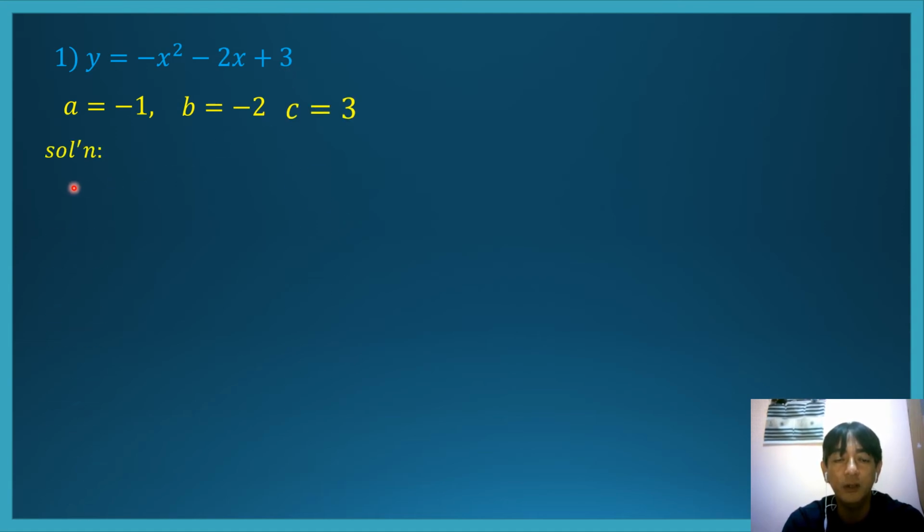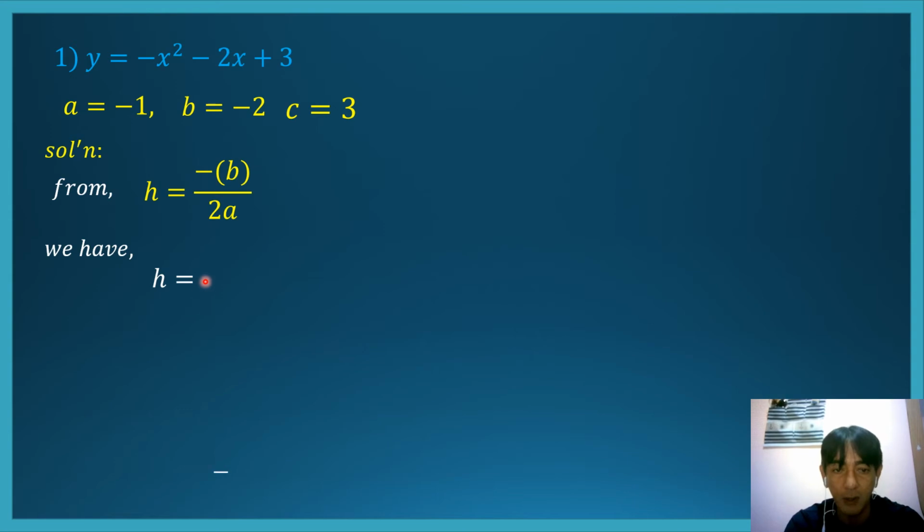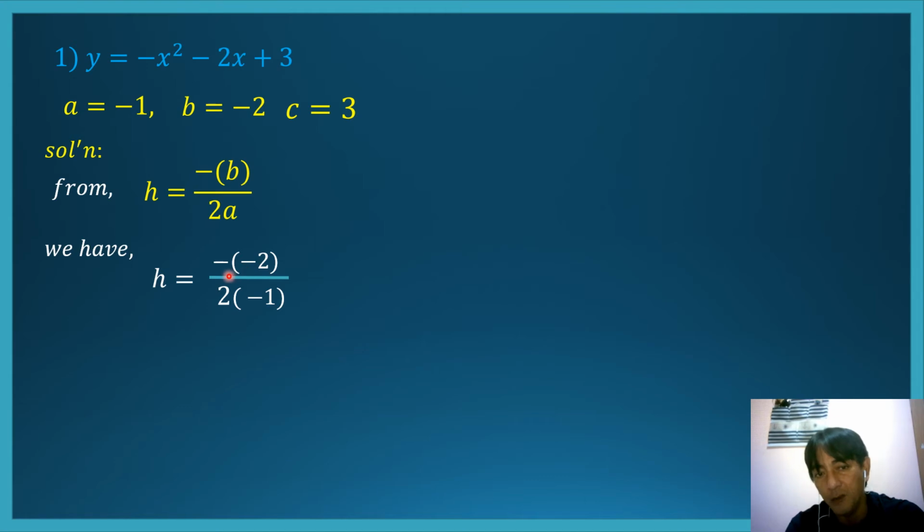So, solution, computing for h. So, from the formula, h is equal to negative b all over 2a. Substitute natin yung value ng b. So, h now, we have h is equal to negative. Tapos, ang b natin is also a negative 2 over 2 times negative 1. So, yung negative 1, yun yung a. Okay, so, a negative times a negative times negative 1 times negative 2 will be positive 2. And then 2 times negative 1 will be negative 2. So, ang h natin will be negative 1.